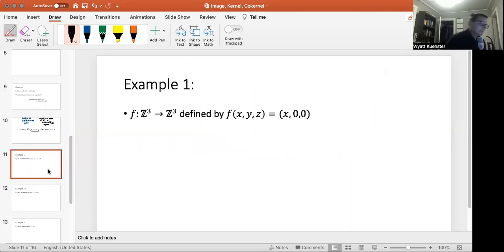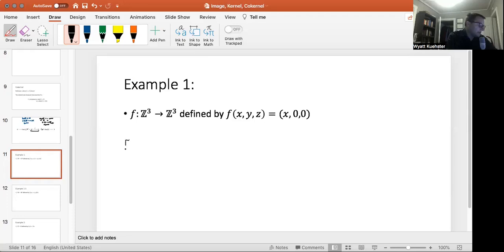So now let's do some examples of R-module homomorphisms. Our first example will be Z^3 to Z^3. And remember, these are Z-modules. So we can define f of (x, y, z) equals (x, 0, 0). You can check on your own that this is a Z-module homomorphism.